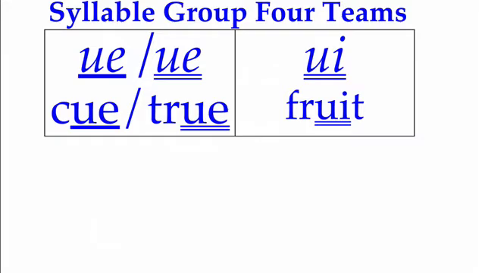Now in UI, as in the word fruit, notice it's double underlined because it's representing the second long sound for the vowel U. That's the only sound UI ever represents. So whenever you encounter UI in a word, and it's a relatively infrequently encountered team, you would double underline the UI because it's going to represent the sound oo.